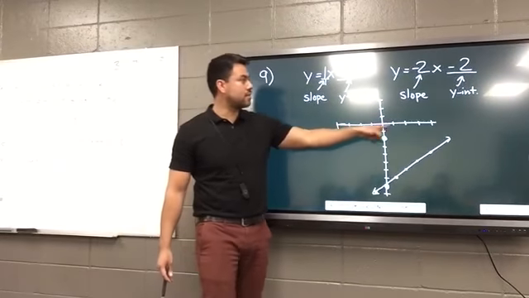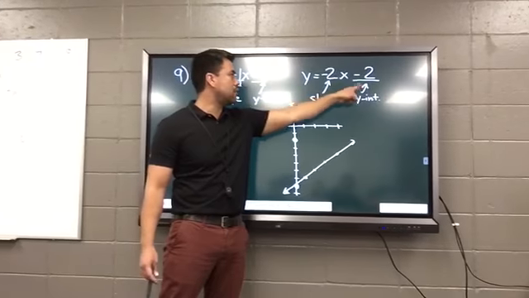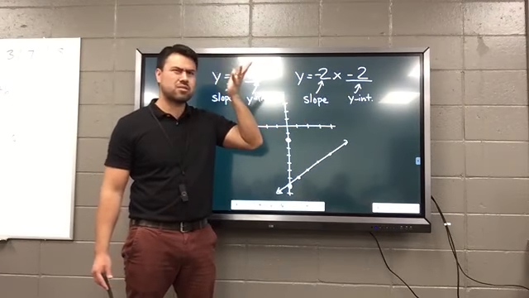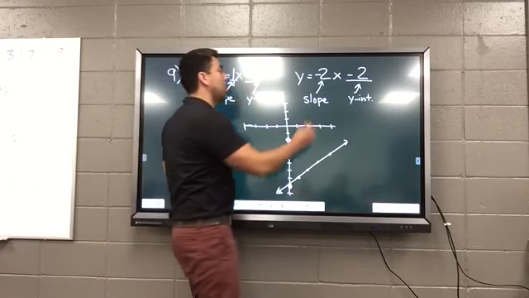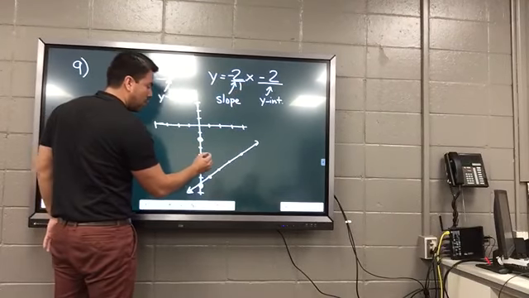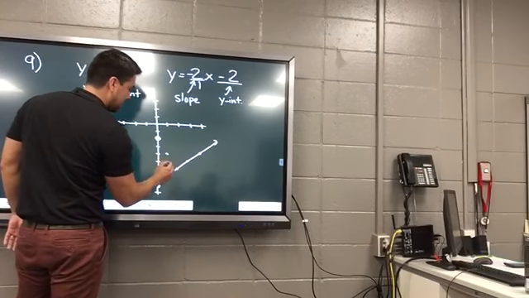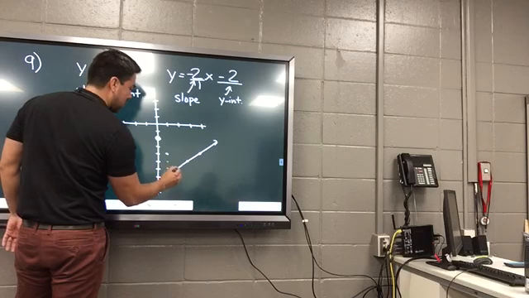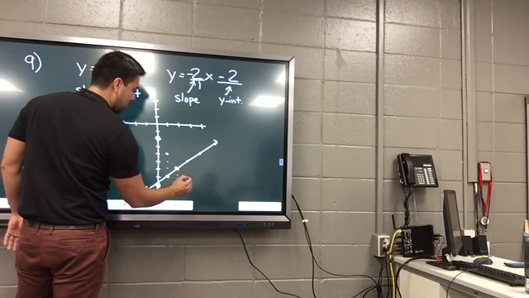So I started at -2. That's my y-intercept. But then, what's my slope? It's -2? Go down 2 over 1. Good. So I go down 2 over 1 to the right. Down 2 over 1 to the right.